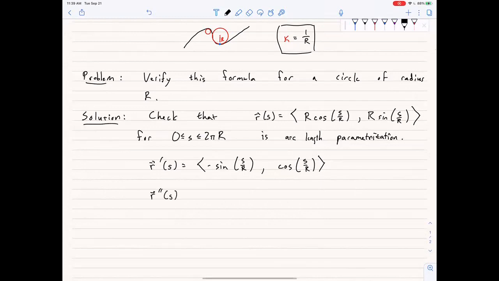So we want to take the second derivative or the acceleration. And here we'll get minus cosine. Well, I need my chain rule. So I need 1 over R times cosine s over R, whereas here I have 1 over R, again, a minus sine s over R.